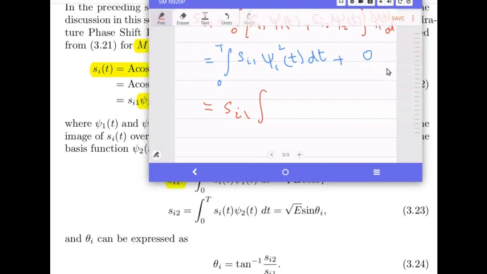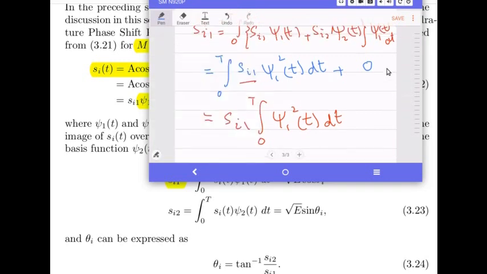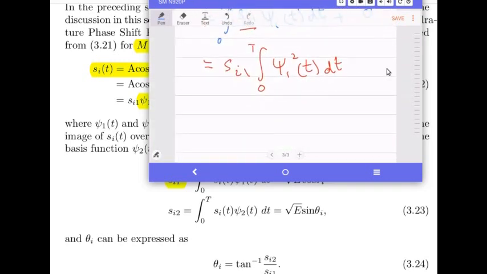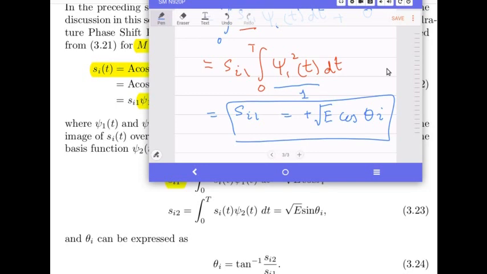Si1 is a scalar, so we can write it outside the integral. Inside is psi1 square of t dt. The integral of the square of this signal is of course the energy of the signal, and we already mentioned that this is unity, since psi1 is an orthonormal basis function. So here we are left with Si1, which, as I mentioned earlier, is plus under root E cos of theta I.